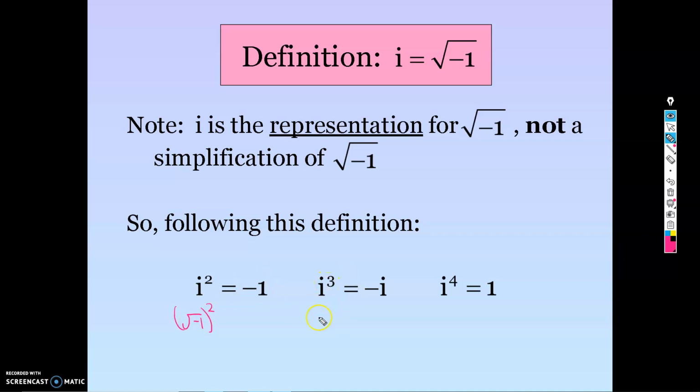i cubed is simply i squared times i. i squared is negative 1 times i, so negative 1 times i is negative i. And i to the fourth is i squared times i squared, and we know i squared is negative 1, so negative 1 times negative 1, which is positive 1. So i cycles through, and then i to the fifth, we'll get all the way back to the square root of negative 1, and we'll cycle through again. The main thing here we need to know is i squared is negative 1.